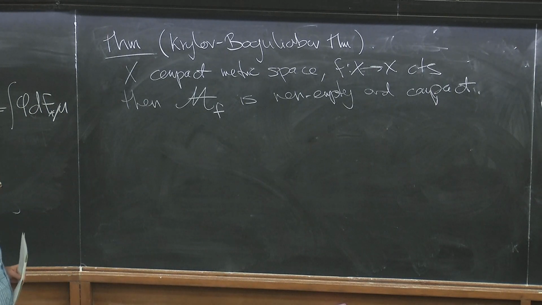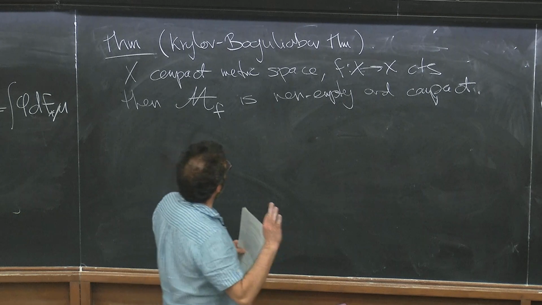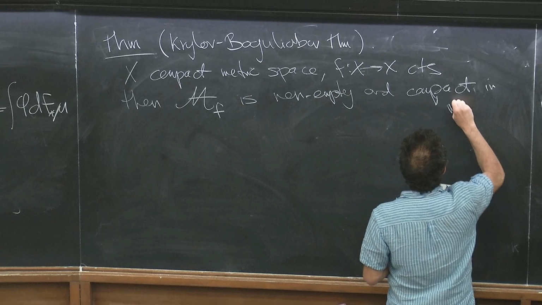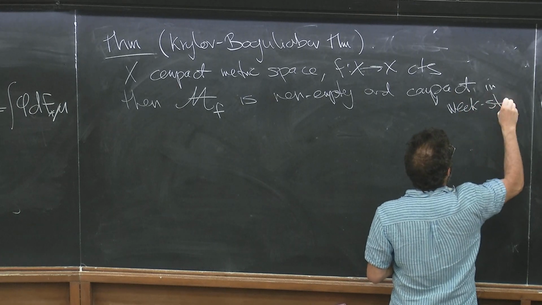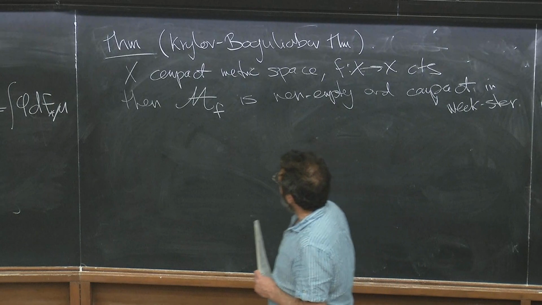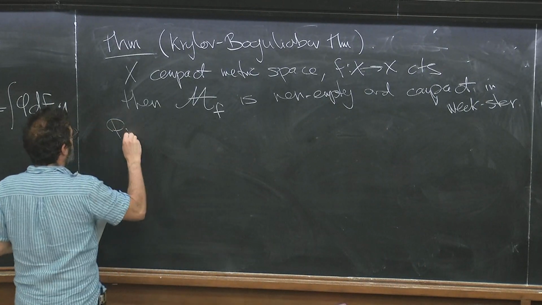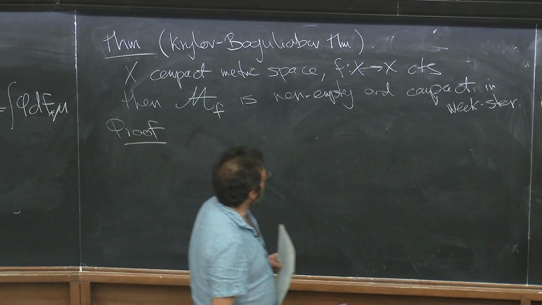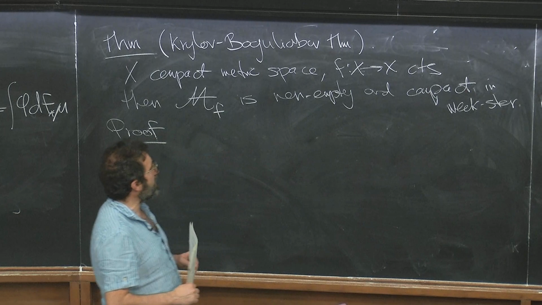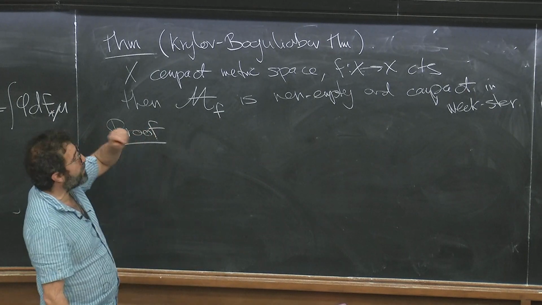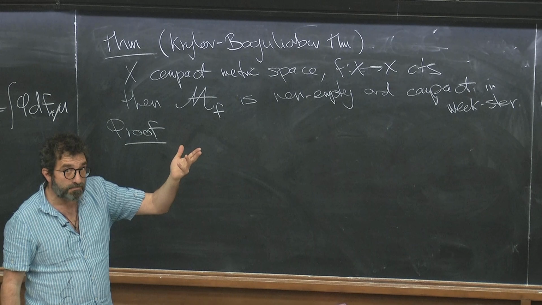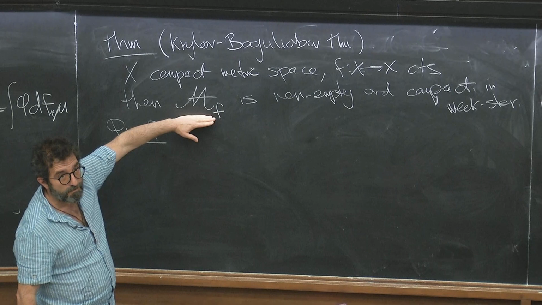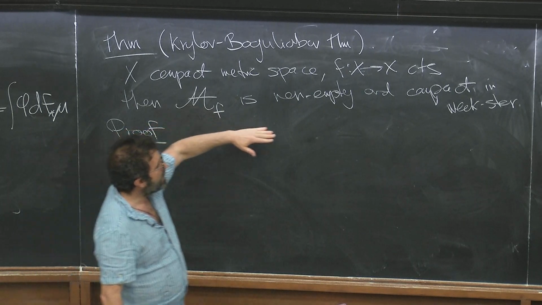In which topology is it compact? Always the weak star topology. In weak star, we have a general result, Banach-Alaoglu. If we can show it's closed, then clearly it's compact. Exactly, but what the Banach-Alaoglu theorem says is that the space of probability measures is compact, but this is the space of invariant probability measures. Yes, showing closedness is enough.